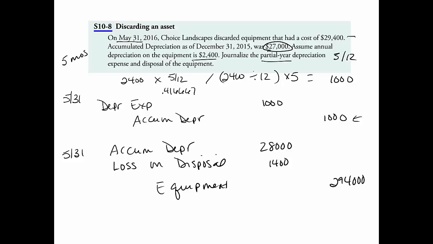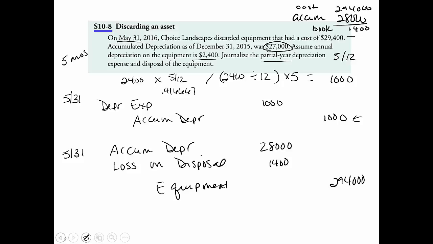You really have two options. You can either figure out what the loss is first, or you can plug in the ones you know, accumulated depreciation and equipment, and then say, okay, what's the difference? That has to be the loss on disposal. Because it's still a journal entry, so my debits still have to equal my credits. So you can do it either way. At the beginning, you could have said, all right, the asset was 29,400. I now have 28,000 in accumulated depreciation. So there's the cost. There's the accumulated depreciation. So I have a book value of 1,400 when I discarded it, and that's the amount of my loss.